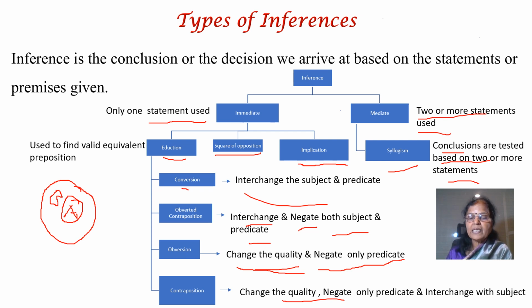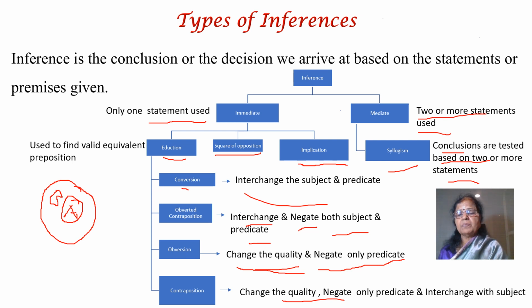And negate only the predicate. Add non before the predicate. And in contraposition, you are changing the quality, you are negating the predicate and you are interchanging it with the subject. So remember, learn this chart by heart. Each and everything may be asked in the MCQ.